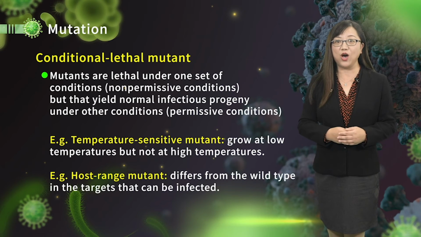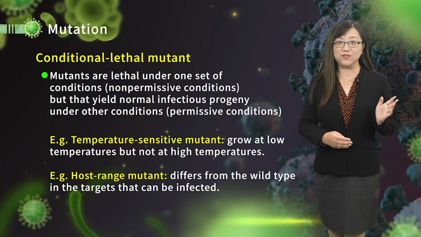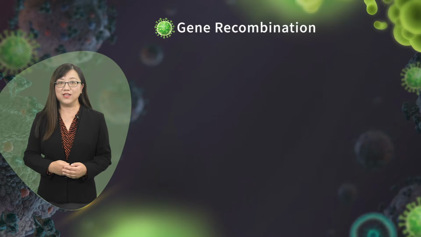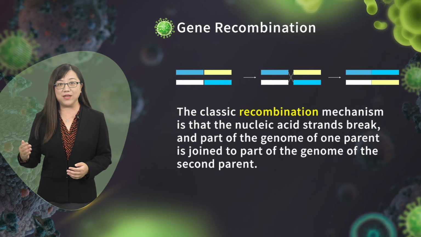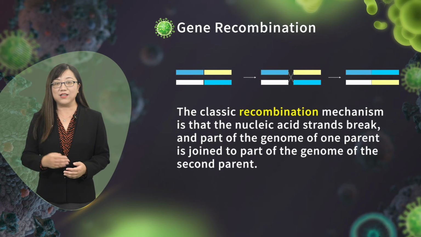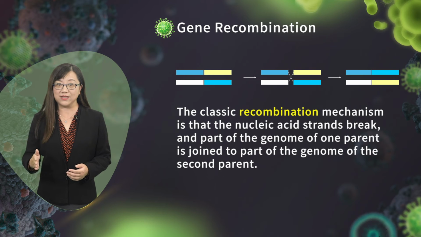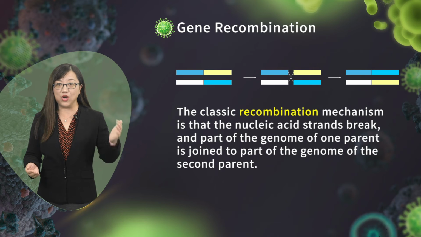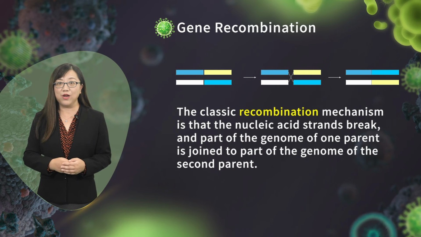Another one is a host range mutant. This mutant differs from the wild type in the targets that can be infected. 2. Gene recombination and gene reassortment. The classic recombination mechanism is that the nucleic acid strands break, and a part of the genome of one parent is joined to part of the genome of the second parent.